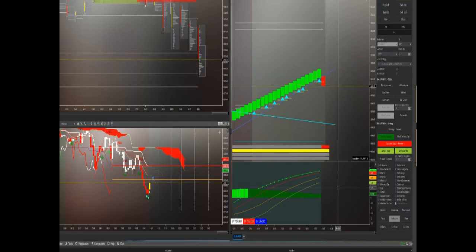So I am a student of Ichimoku, and I use it day to day in my analysis.